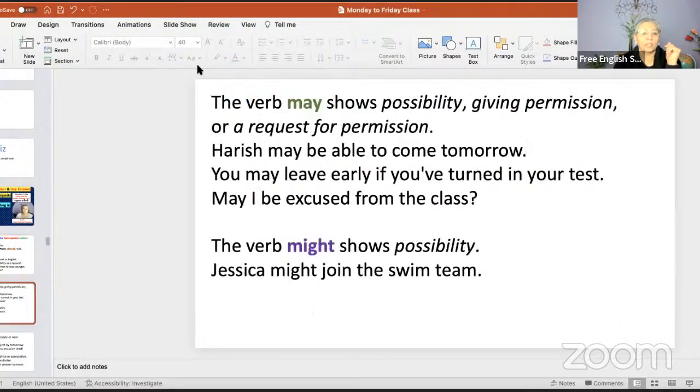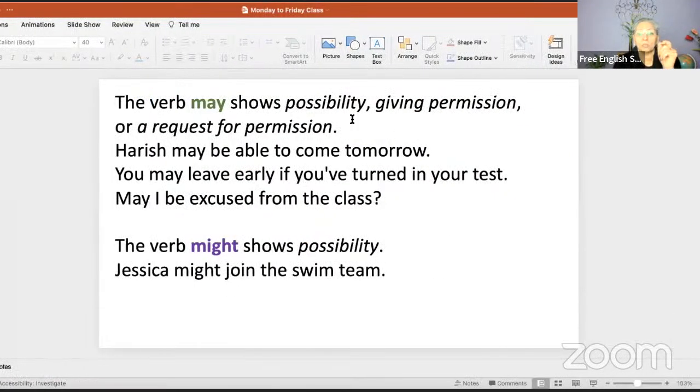So the next one is may. The verb may shows possibility, giving permission, or a request for permission, right? So Harish may be able to come tomorrow. That is possibility, right? You may leave early if you have turned in your test, giving permission. May I be excused from the class? Request. So you see the difference in these three sentences.